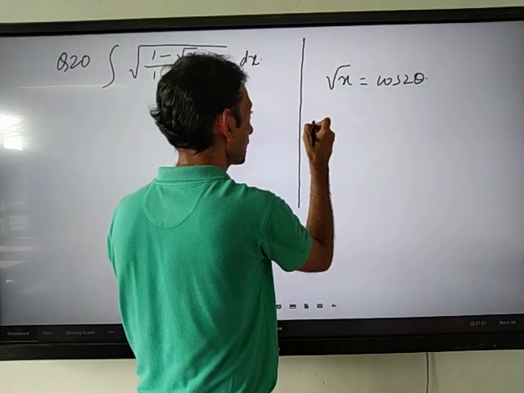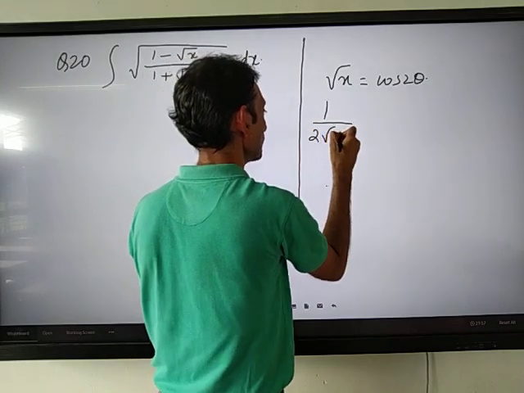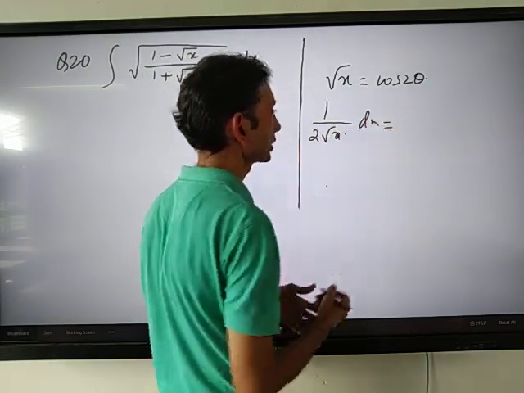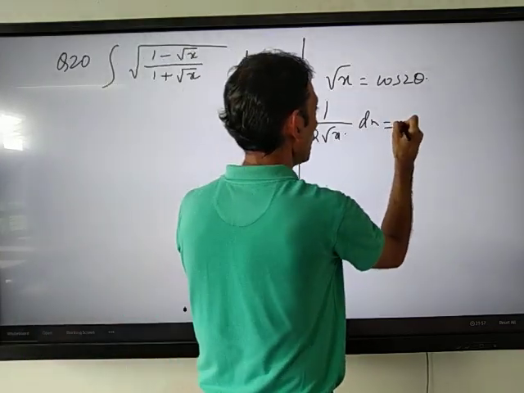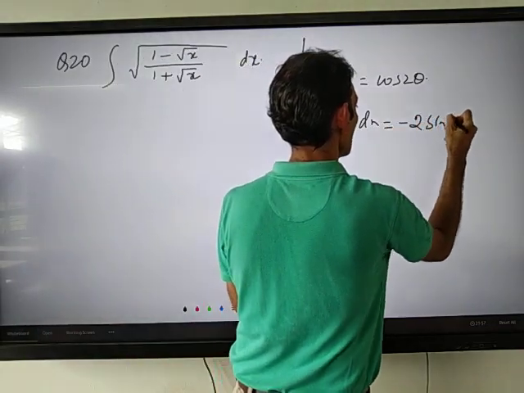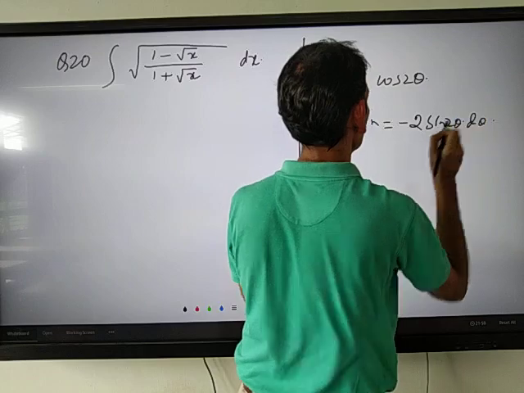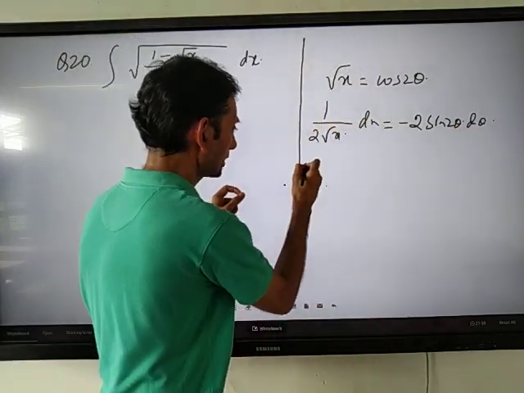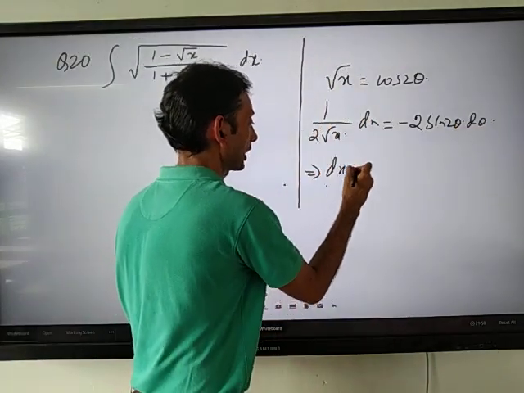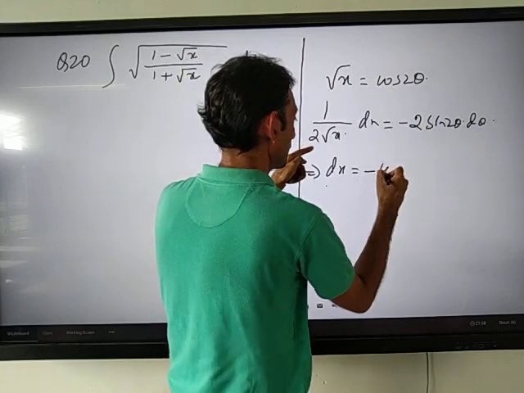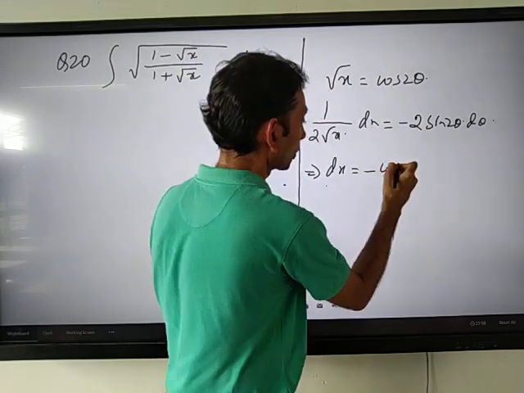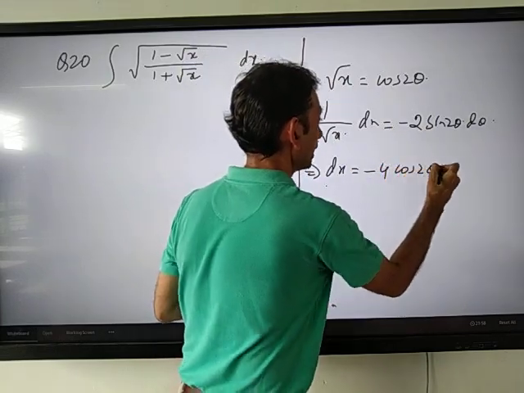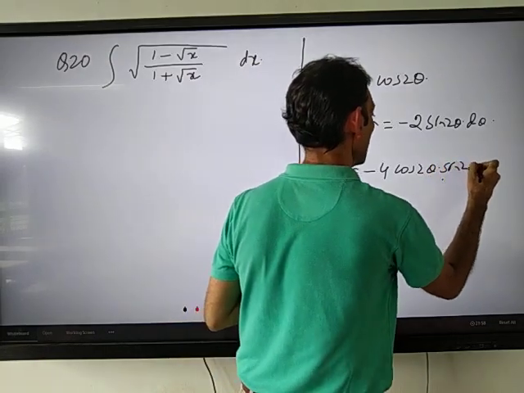If you differentiate, 1 by 2 root x dx equals the differentiation of cos 2 theta, which gives us minus 2 sine 2 theta d theta. Let's simplify it a little more. dx, if you cross multiply, is minus 4 into root x, and root x is cos 2 theta, so cos 2 theta and sine 2 theta d theta.